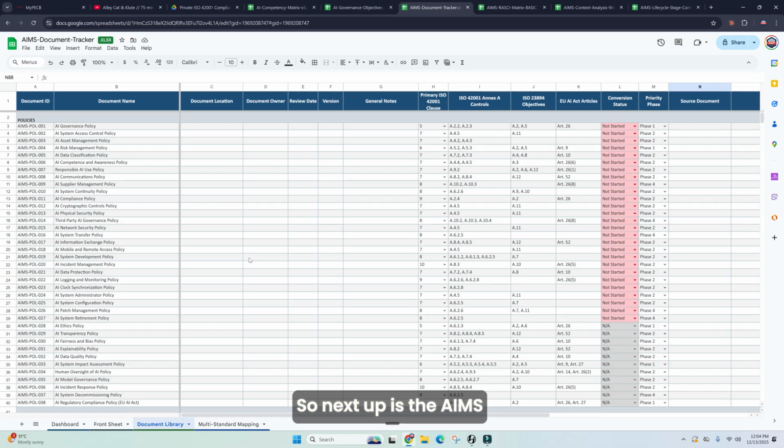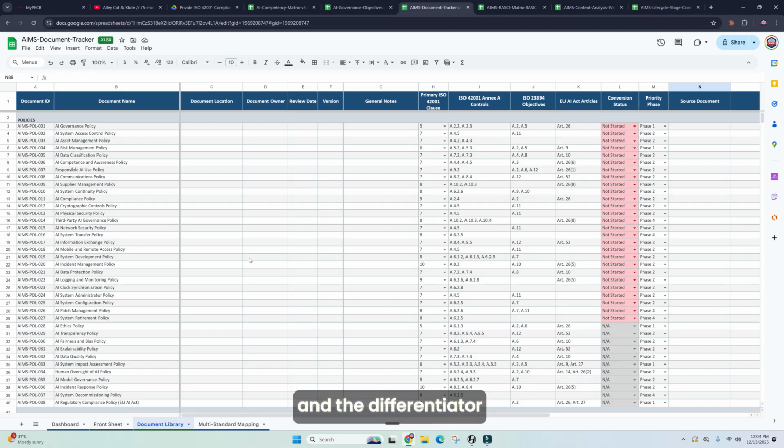So next up is the AIMS document tracker. And this is like your control tower for the entire toolkit. So when you're managing 100 plus documents across an AIMS implementation, you're going to need a system. So each document has a unique ID following the AIMS naming convention. It has a document title and version, owner and review.